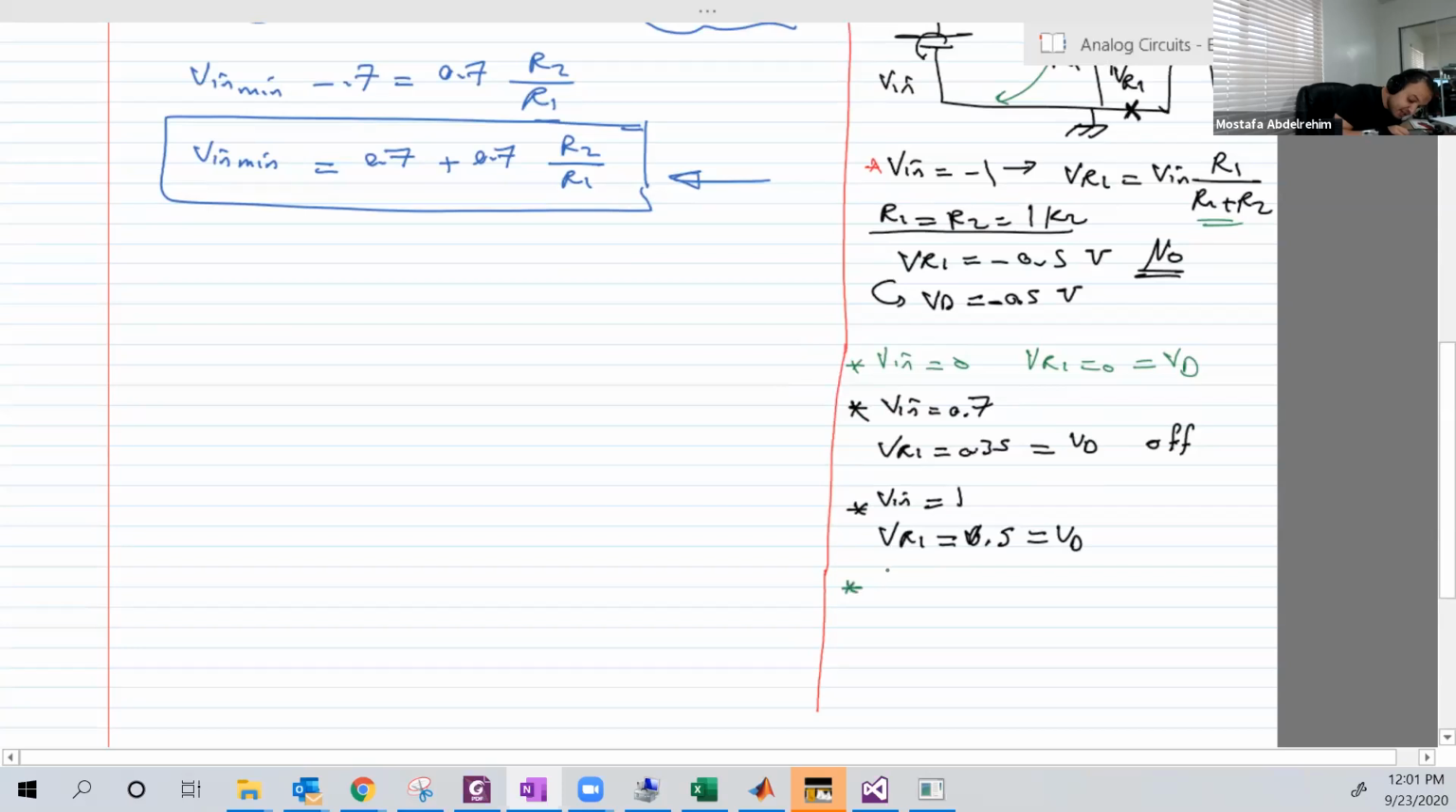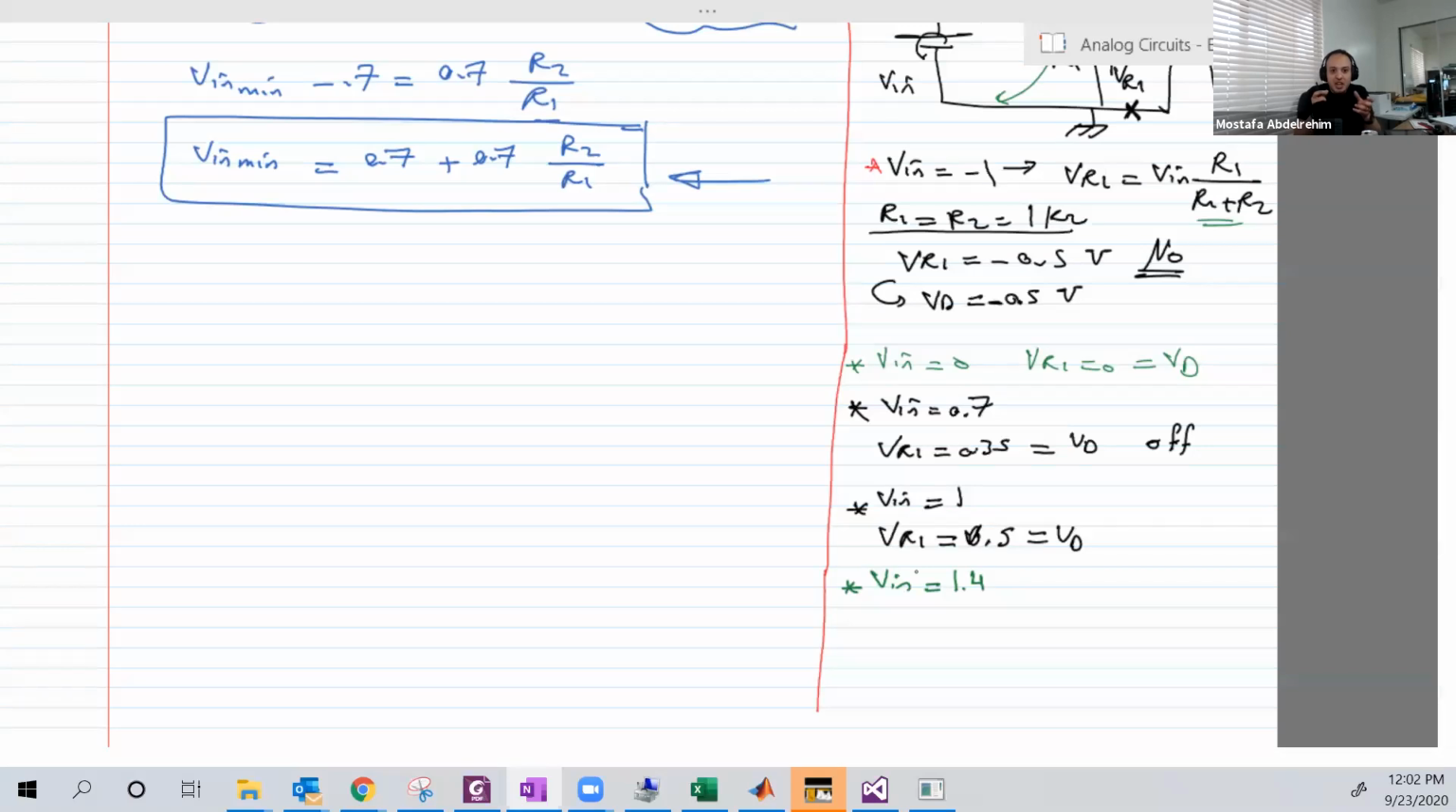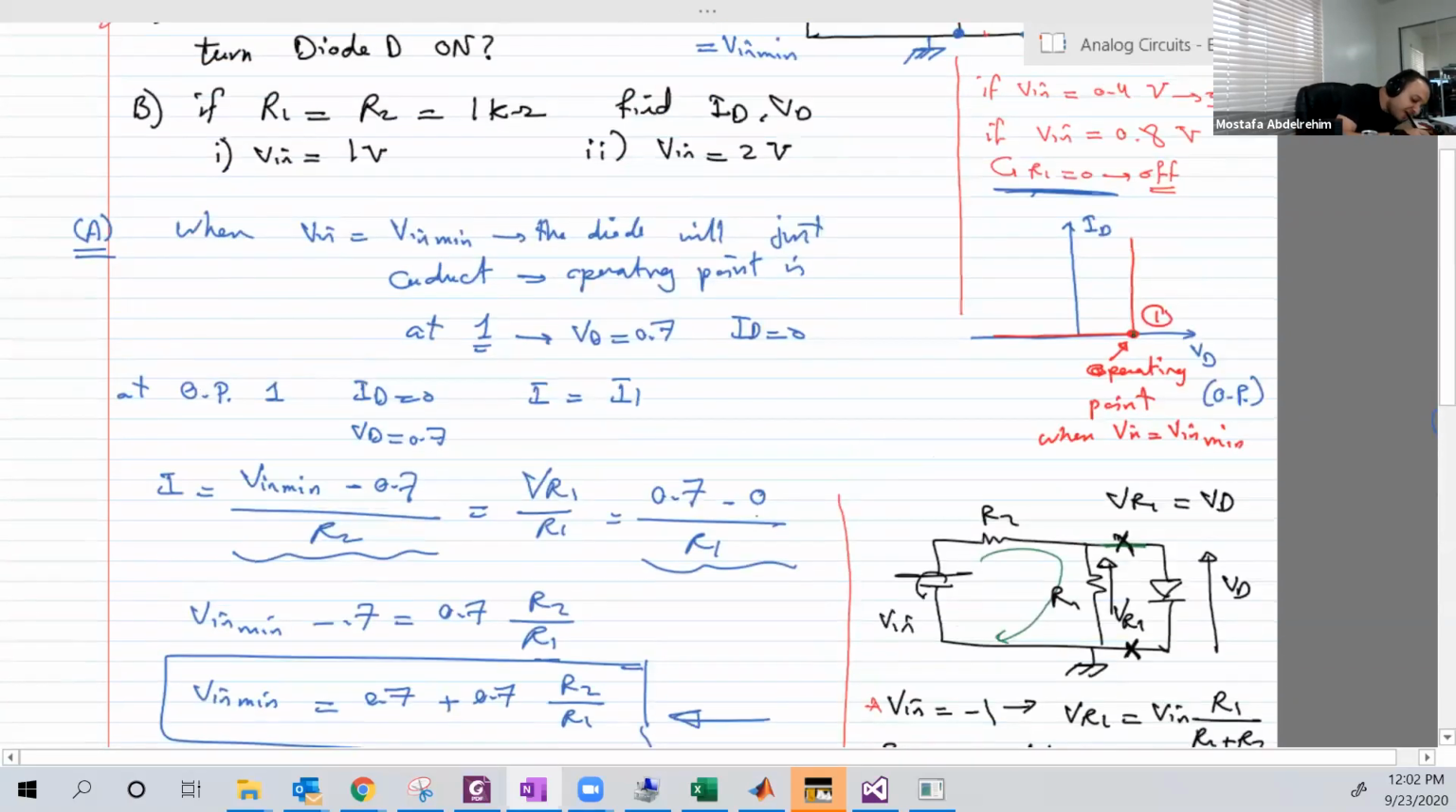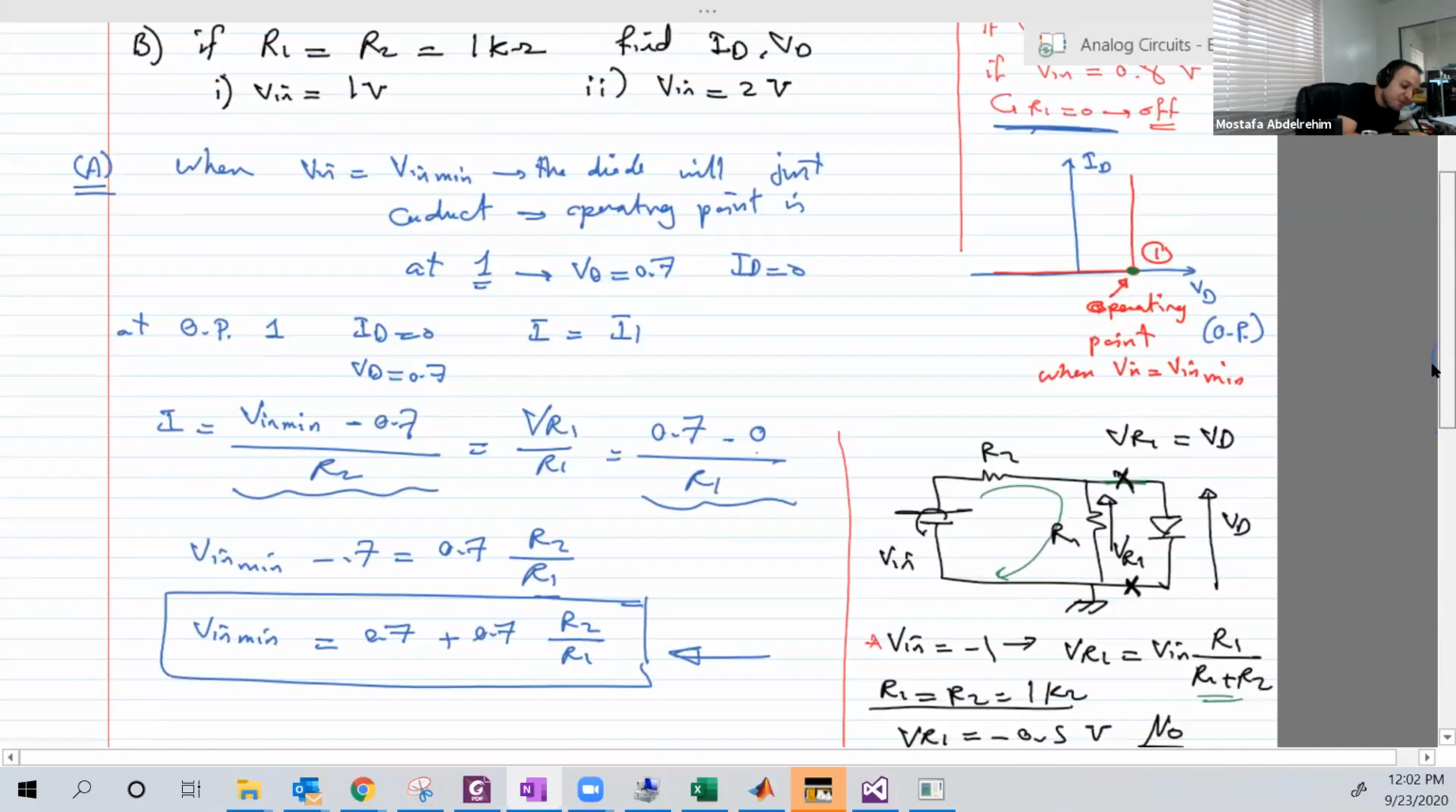Now with V input equal to 1.4, and both resistors are equivalent. This is the voltage that will just turn on the diode. And by just turning on the diode, I mean the diode will just be operating at that transition point here.